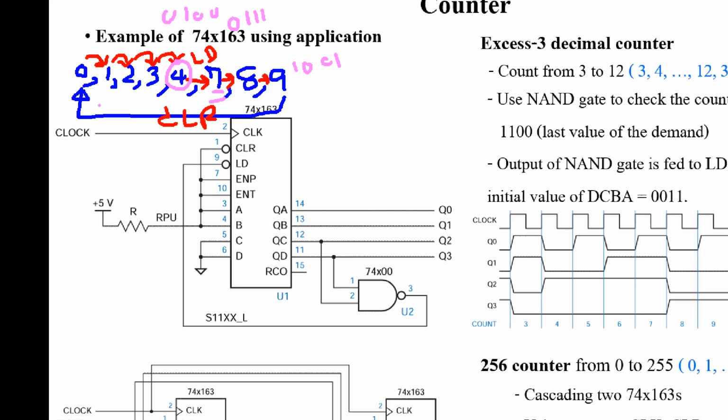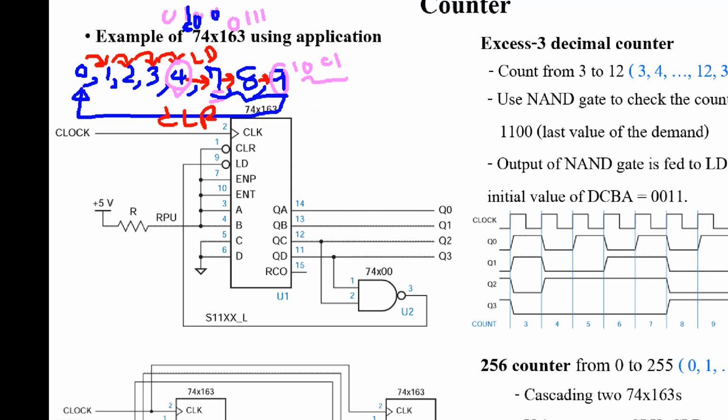In this case, you must check 4 to load and check 9 to clear. How to check 4? 4 is 0, 1, 0, 0, right? Can you check only that the digit is 1? No, you cannot, because you use another state that is greater than 4. Maybe this bit is 1.